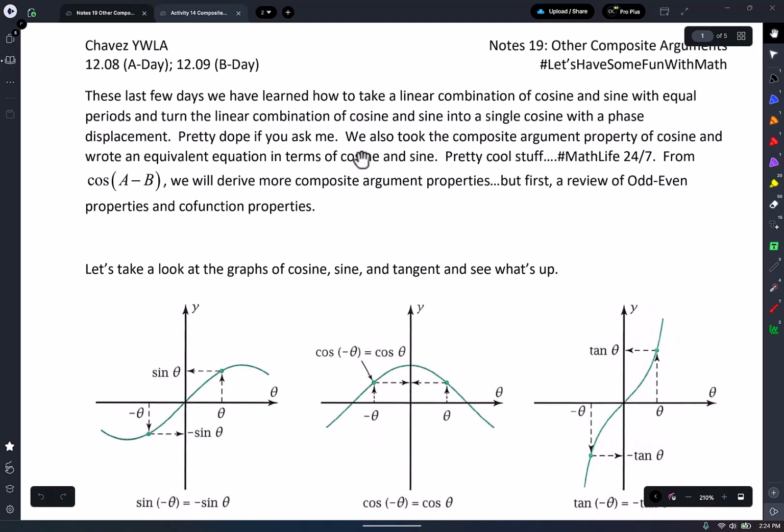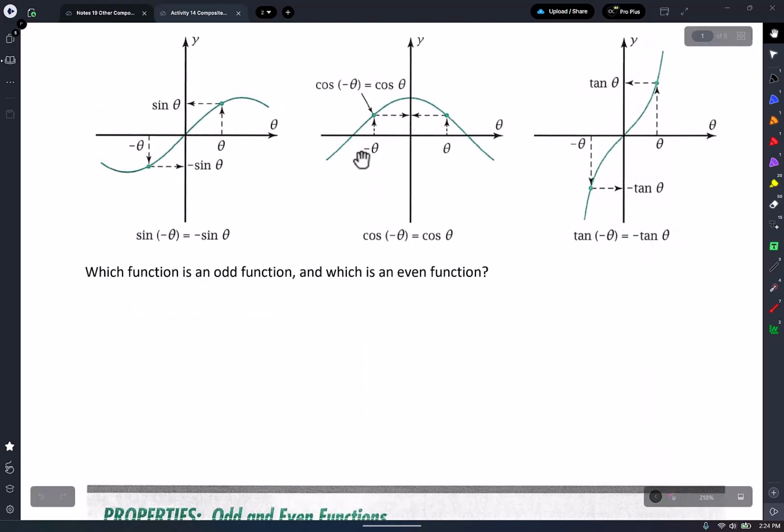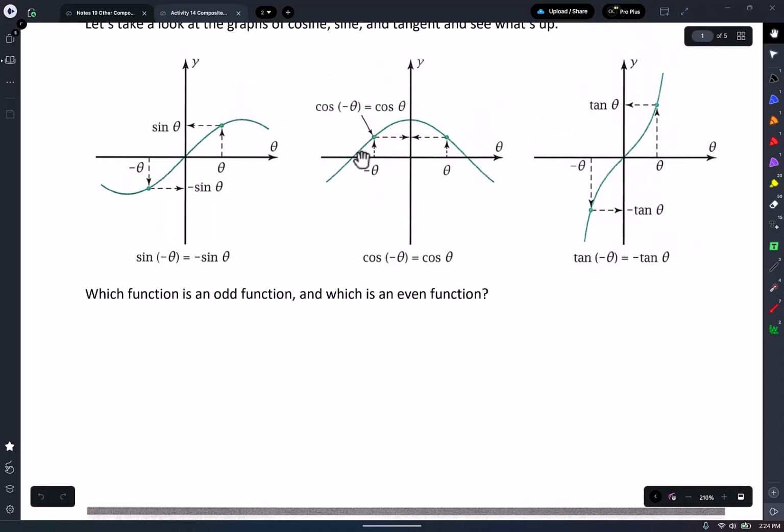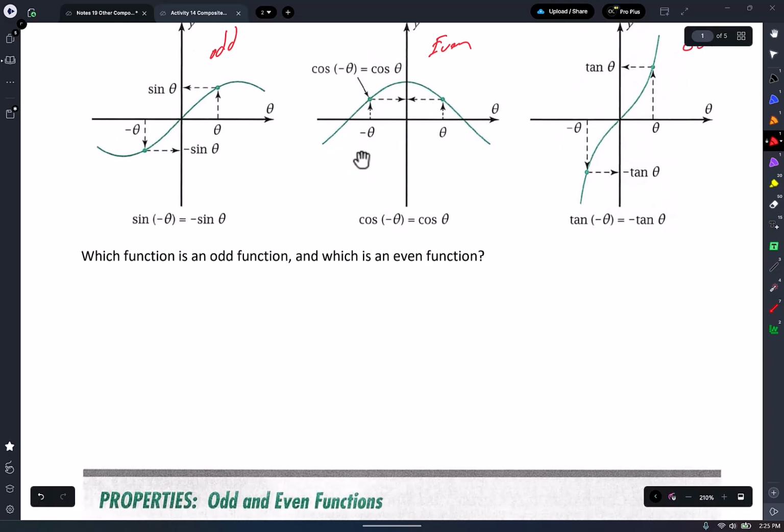So first, real quick, these you already know. One function is an odd function, which is an even function. So you see this graph here, sine theta. Sine theta is an odd function. Cosine theta is an even function. It's symmetric on the y-axis, even. And then tan is another odd function, and you say that odd functions are symmetric about the origin. That's what you say. So it says which function is an odd and which is an even.